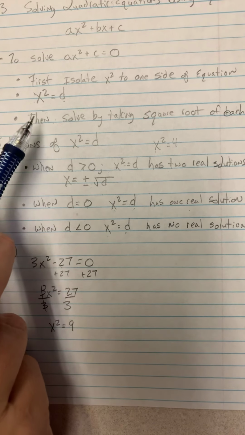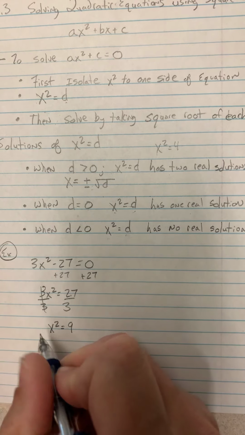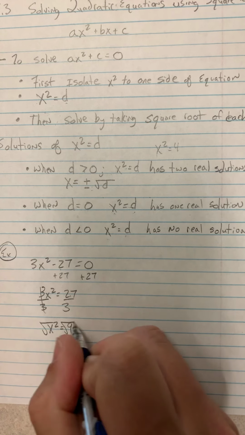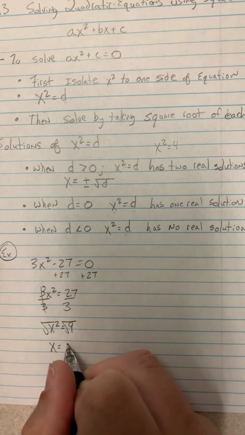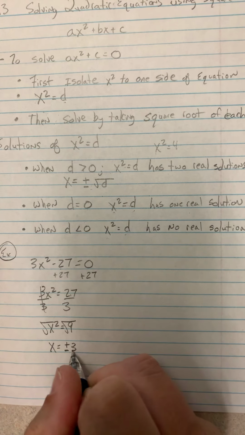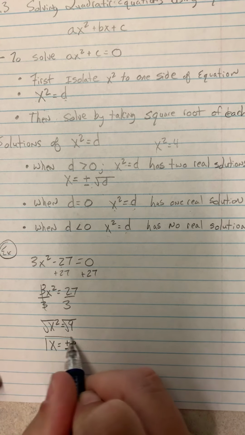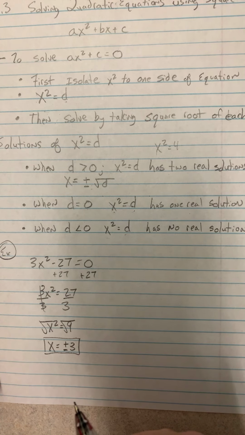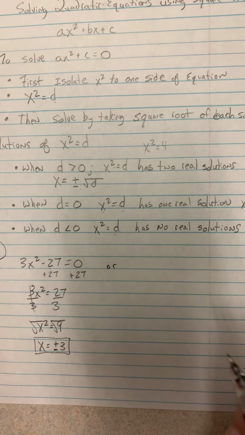Once the x squared is isolated, solve by taking the square root. And remember, with the square root, you will have two possible real solutions because that's a positive number, plus or minus 3. And I got it. Hopefully you are realizing the connection between what we did in chapter 7.